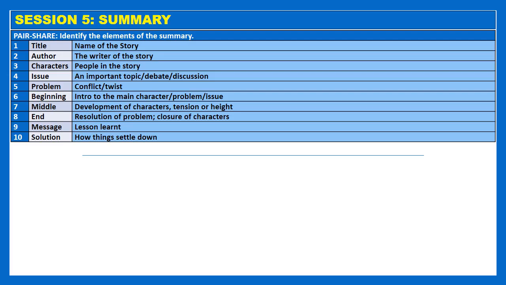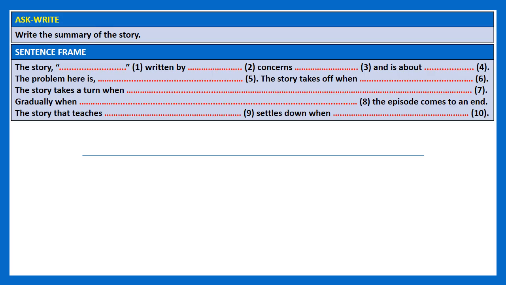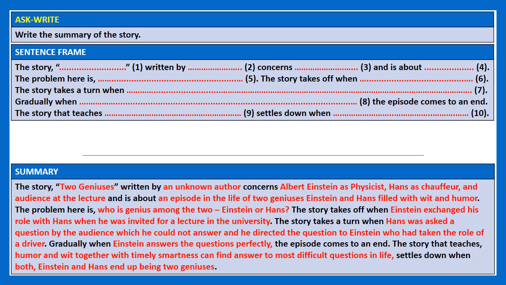Session 5 concentrates on the summary. Identify the elements of the summary. Use the summary elements that you have identified to write the summary of the story. You may use the given sentence frame as a guide.